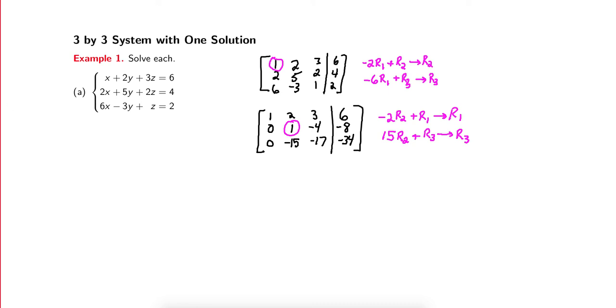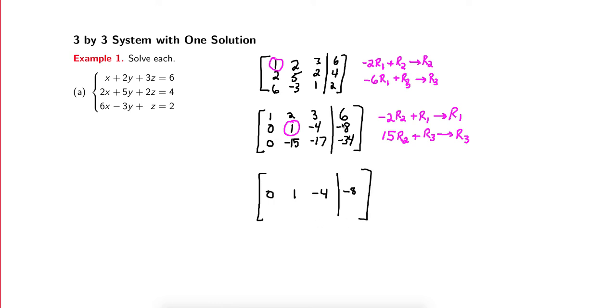All right, so let's take care of that. Again, the second row is not going to change in this step of the problem. So we can just copy the 0, 1, negative 4, negative 8.